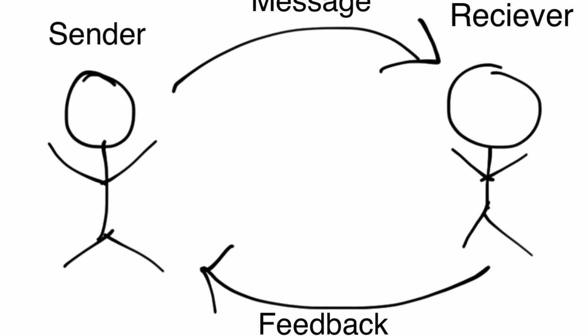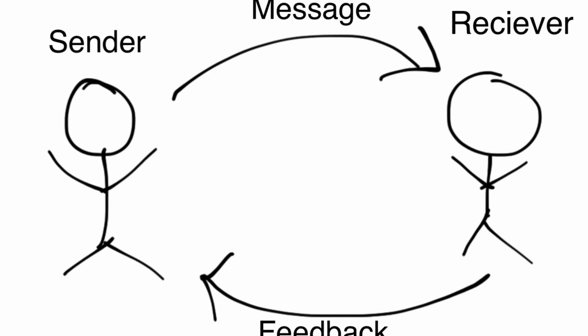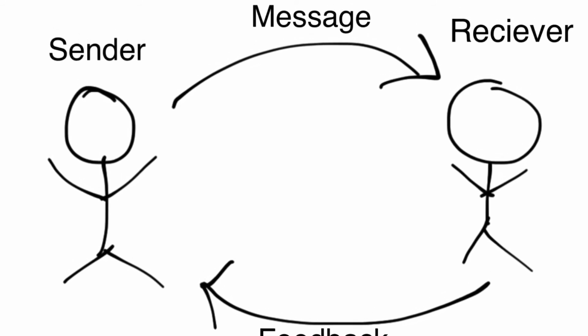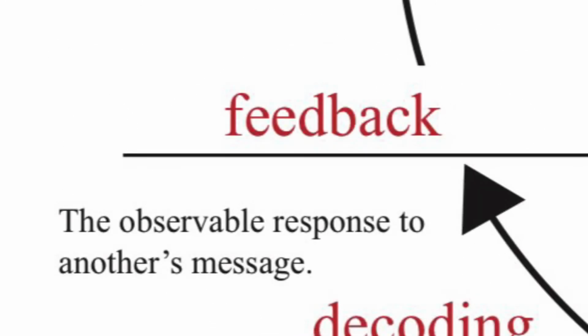The fourth aspect of communication that you're going to write down is known as feedback. Feedback is going to be the response of the receiver to the message that was sent by the sender. So the official definition is the observable response to another's message.